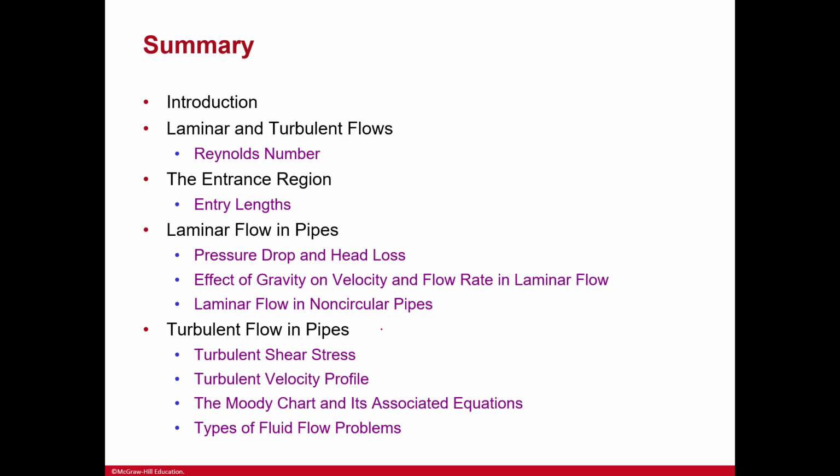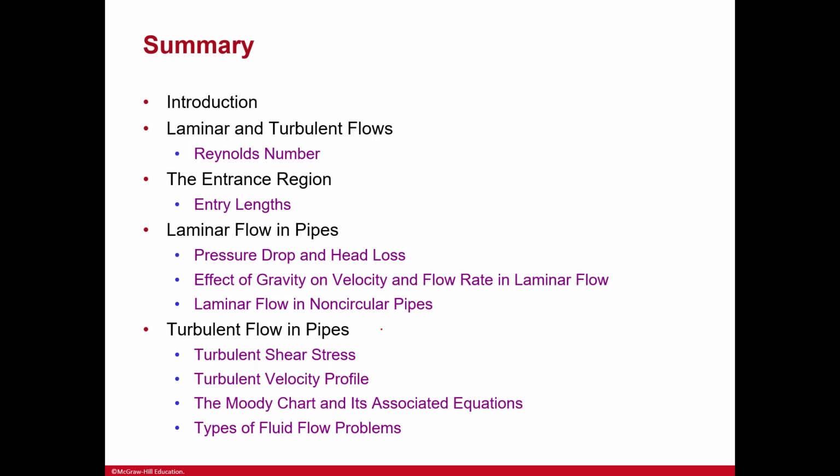So here we talked about laminar and turbulent flows, the Reynolds number, and how that creates a low or a high Reynolds number. We've got entrance regions and the entry lengths when it varies off into that turbulent region. For laminar flow in pipes, we've got pressure drops, head loss, effective gravity, velocity, and flow rate. Laminar flow in non-circular pipes, you were given a lot of numbers for those. Turbulent flow in pipes, you've got shear stress, velocity profile, the Moody chart, and its associated equations and the relationships that you can draw from there.